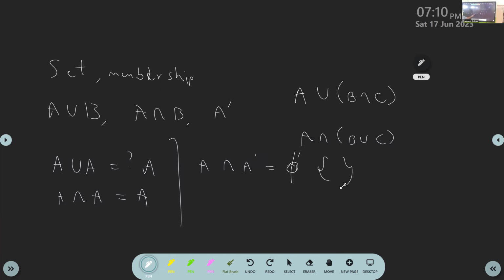And then what about the union of A and its complement? It will be the universal set, because it will contain every element, because every element either belongs to A or it belongs to the complement. So these are basic things.